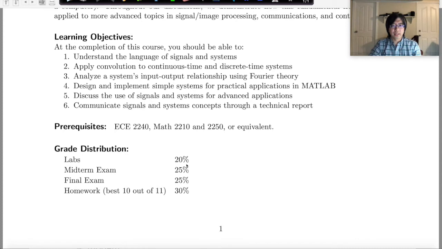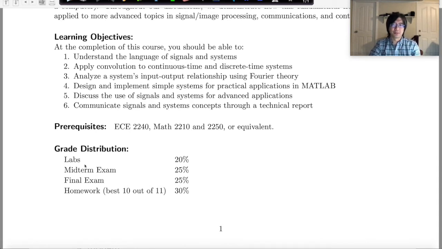The grade distribution is as follows. We have 4 portions of this class that will contribute to grades. But it doesn't mean that we only have 4 portions.